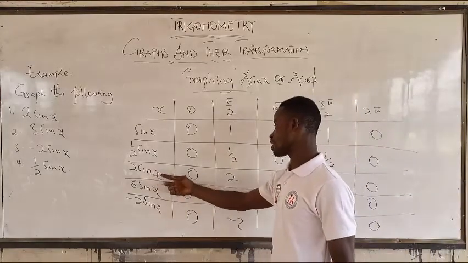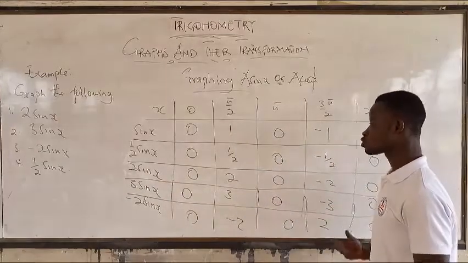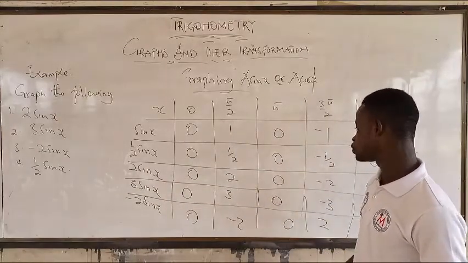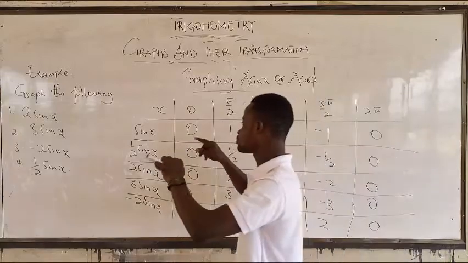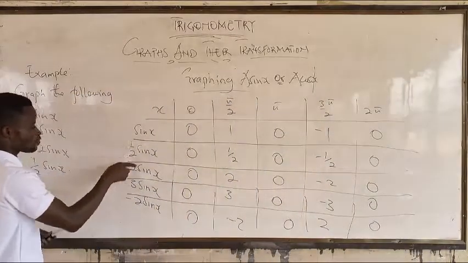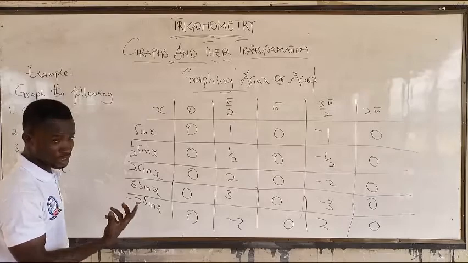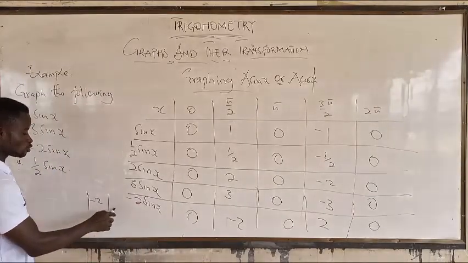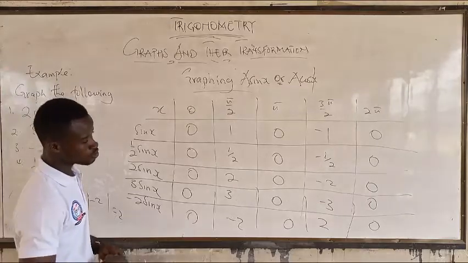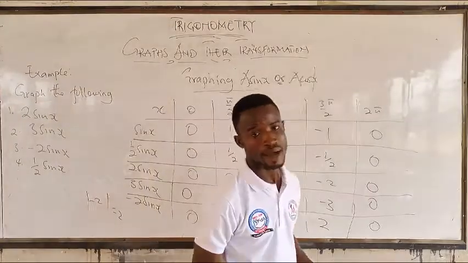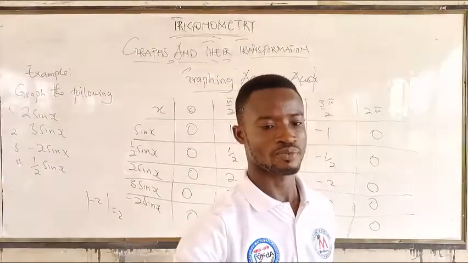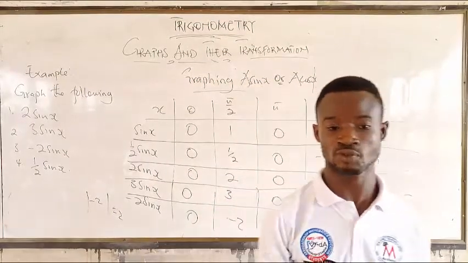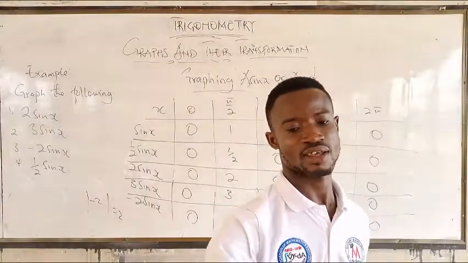What is the largest value attained here? That is 2. So 2 will be the amplitude. Don't forget, we take the absolute value of the coefficient. So 3 will be the amplitude. But here, we take the absolute of this, which is 2. So 2 will be the amplitude for -2 sine x. Very good.